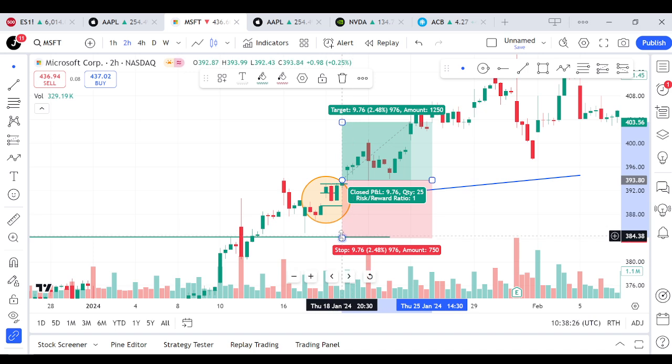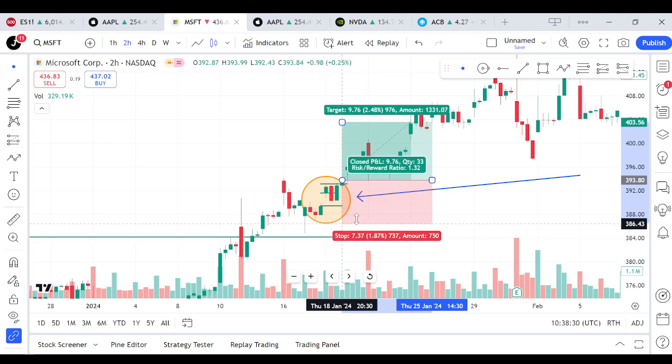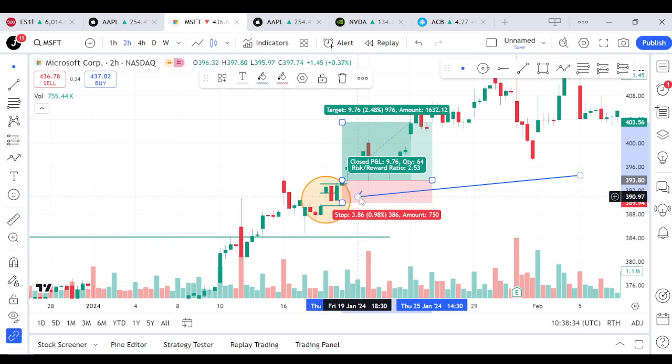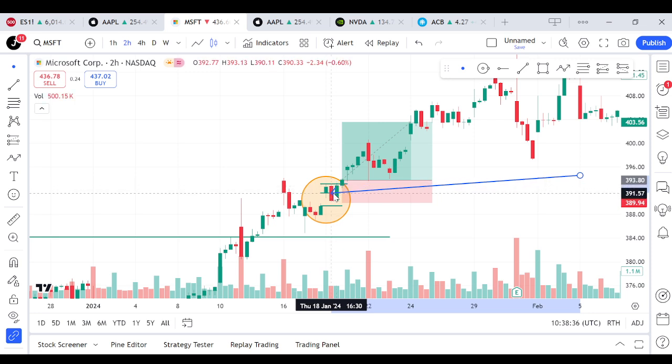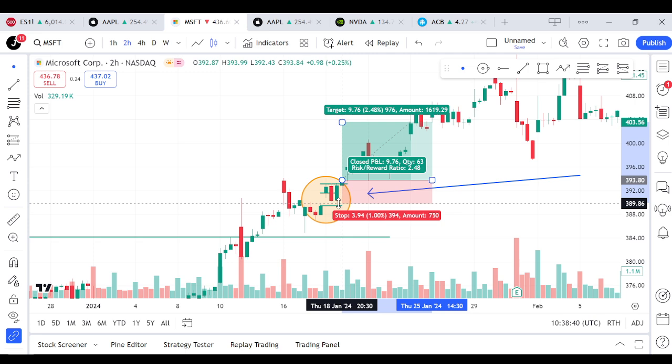To manage your risk, you should place your stop loss order below the low of the third candle. Remember, the third candle is your bearish candle which partially fills the gap, so your stop loss should be below the low of the third candle, and this ensures that if the price reverses unexpectedly, your losses are limited. Proper stop loss placement is essential to protect your account from significant drawdowns.